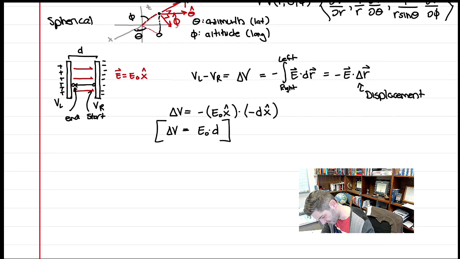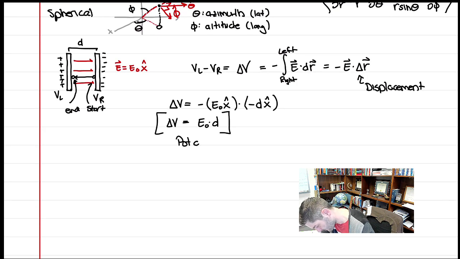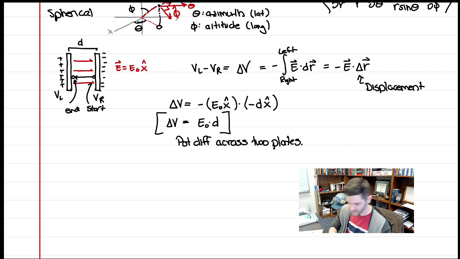So for the potential difference across two plates, conceptually knowing that the positive plate is held at a higher potential than the lower plate, what is that difference? The electric field times the displacement d, or the distance between the two plates, d. So if I wanted to say the negative plate is 0, then I could say the positive plate is at a potential of E times d.